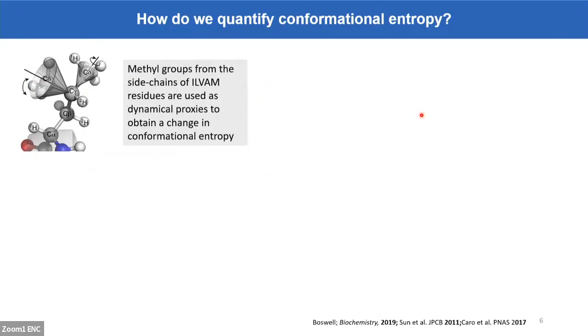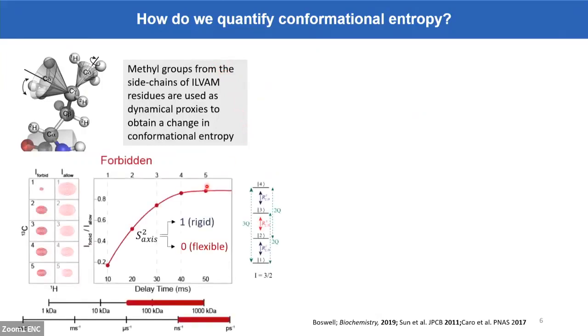So how do we quantify conformational entropy? We use methyl groups from the side chains of isoleucine, leucine, valine, alanine, or methionine residues as dynamical proxies to access conformational entropy. And the way we do that is through a series of experiments that measure the so-called allowed, or single quantum transitions, and the forbidden, which are the double or triple quantum transitions of the coupled spin nuclei in a methyl group. And the ratio of intensities between those two measurements allows for the extraction of the so-called axial order parameter, which is this S-squared term that can have values ranging from 0 if the side chain is completely flexible and 1 if it is completely rigid.